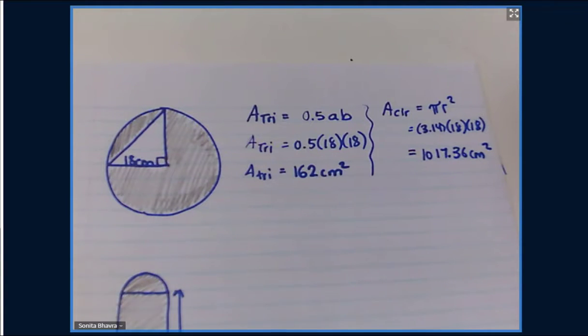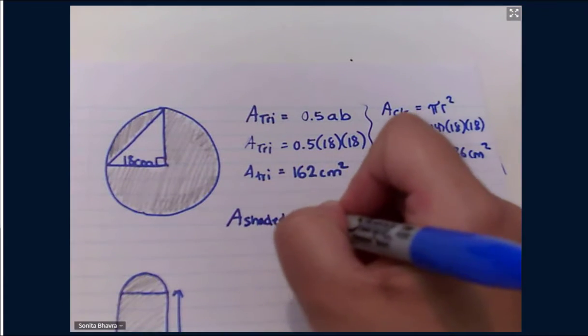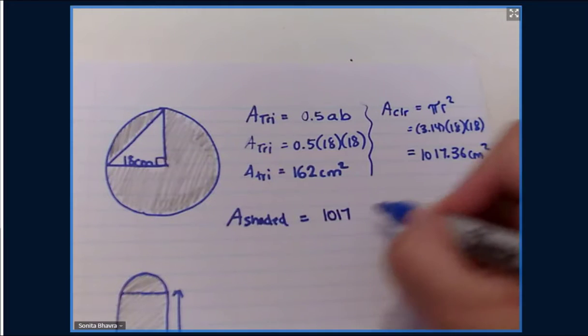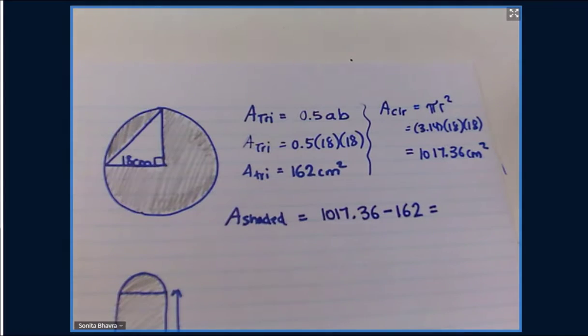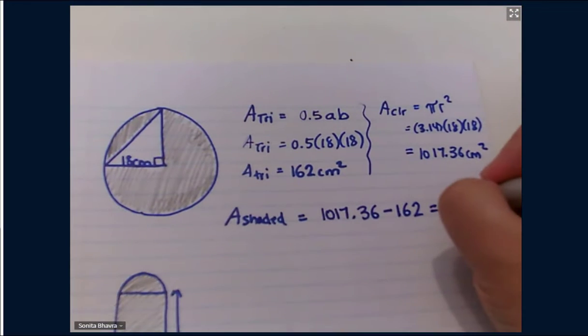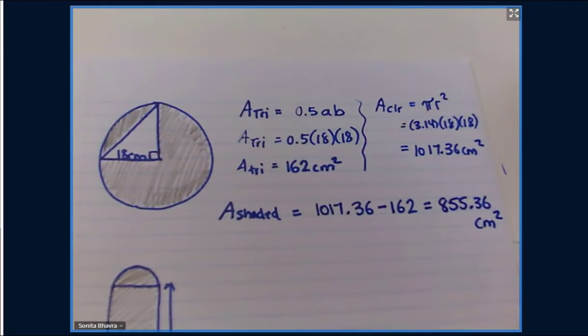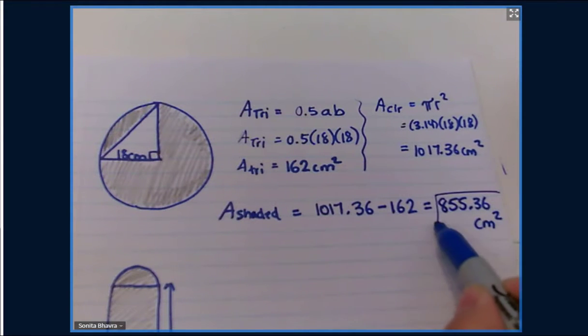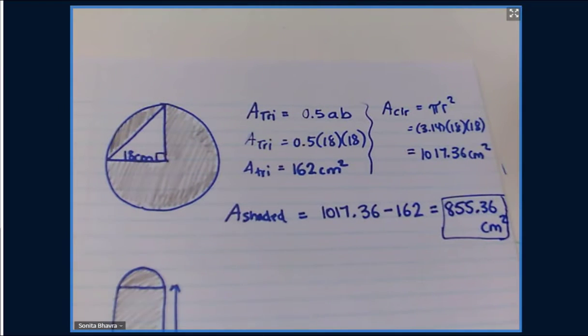So I'm just going to subtract that out. Area shaded is equal to 1017.36 subtract 162. And that gives me 855.36 centimeters squared. So this here is the final answer for the area of that shaded region.